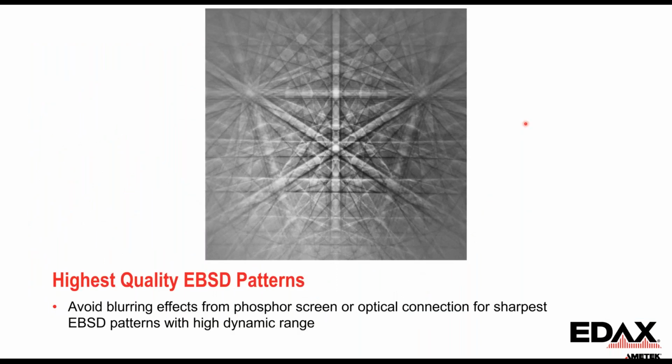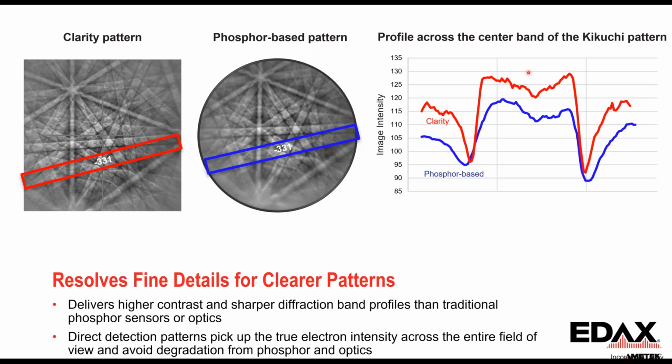So those are a few different applications where we're using low beam doses to work with the weaker patterns, but can still analyze it. The other advantage we get with the Clarity is because we don't have to deal with a phosphor and optics, we remove blurring effects that are present with traditional systems, so we can get some very high quality patterns with very high dynamic range. So this is just an example from silicon, and you can see that the amount of detail that's present in there is high.